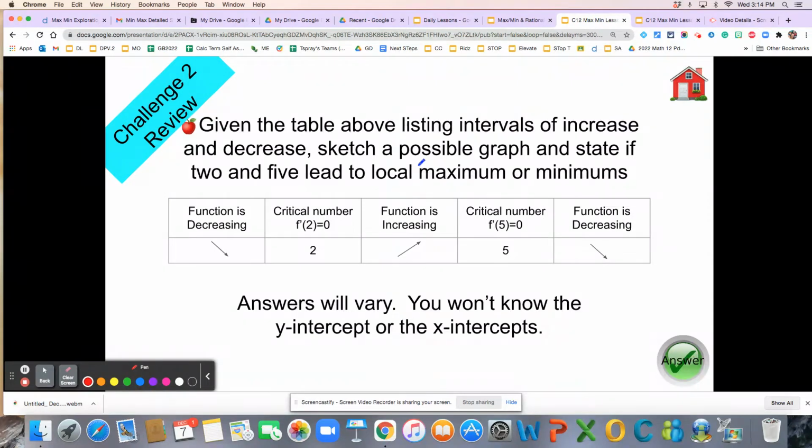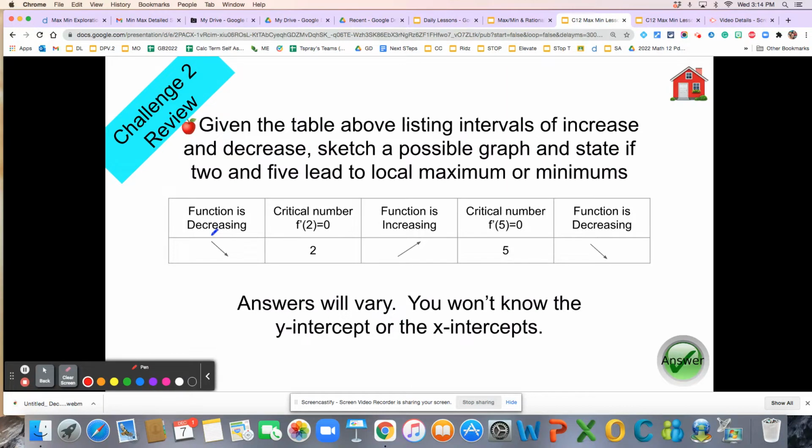So please pause the video and go as far as you can without listening to my voice. Okay, so I trust that you're listening to my voice now because you had trouble with this for some reason. Given the table above, listing intervals of increase and decrease, sketch a possible graph.